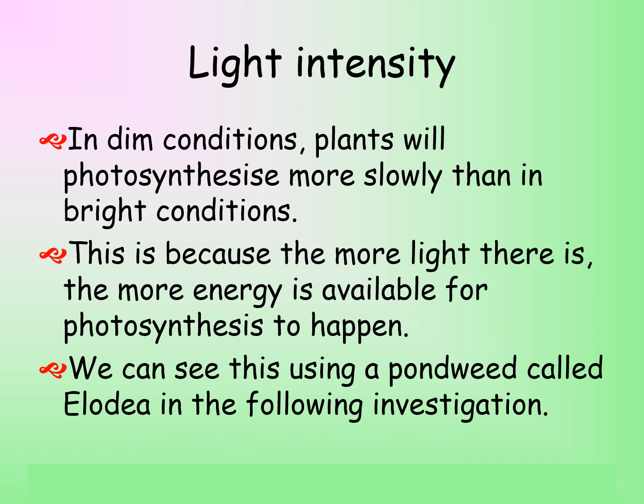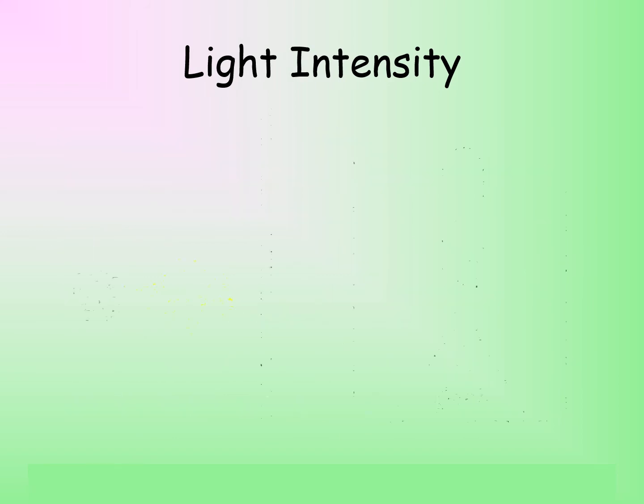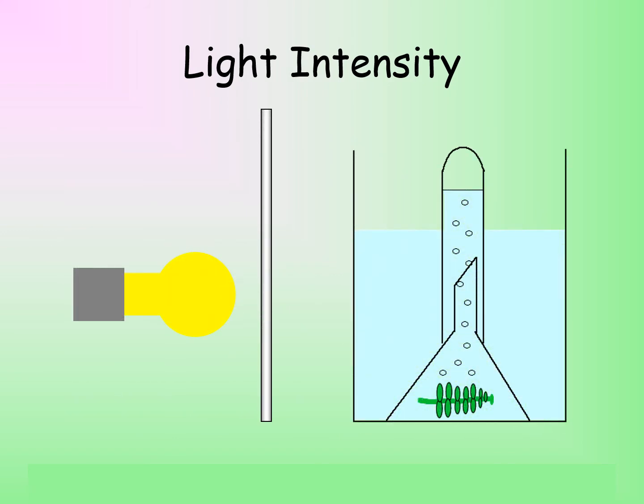And we can see this using pondweed called Elodea. So we've talked about this before. We know that if we move the bulb closer to the Elodea, we can see the more oxygen bubbles are released, and we know now that these oxygen bubbles are released through the stomata.